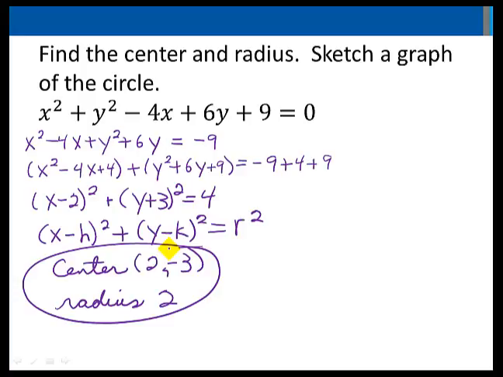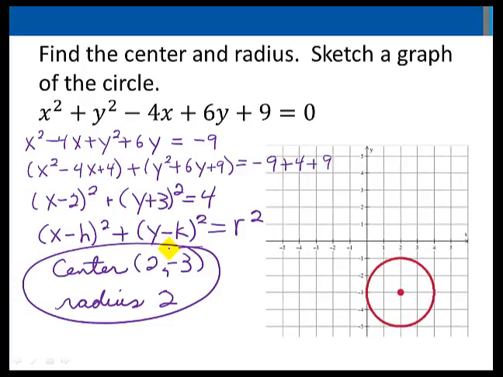And graphing the circle will look like this. I have a center of (2, negative 3). The radius of 2, I go out from the center 2 units in each direction to graph the circle.